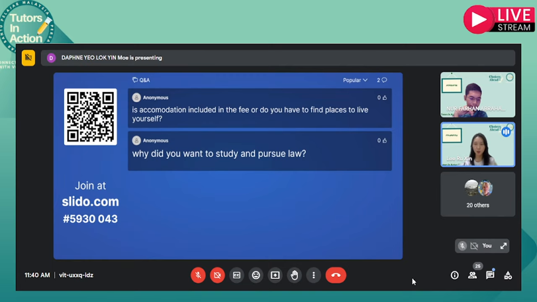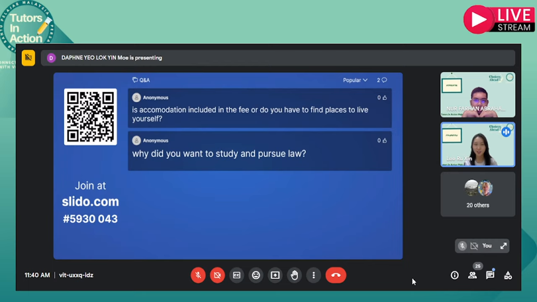Off-campus accommodations, it could be like 550 for rental per month. And that's not inclusive of your water bill, electrical bill, all that. There's also, I do know of some friends who rent houses on their own. So they drive to school every day. Yeah, but it's not included in the fees.